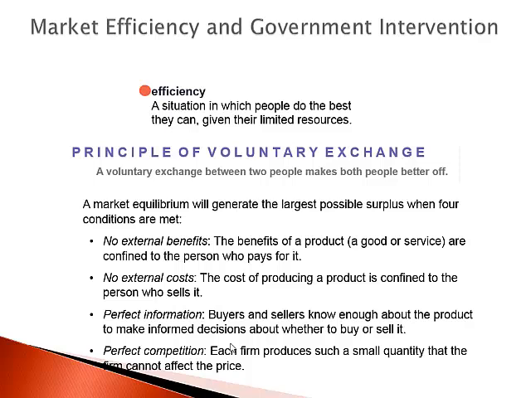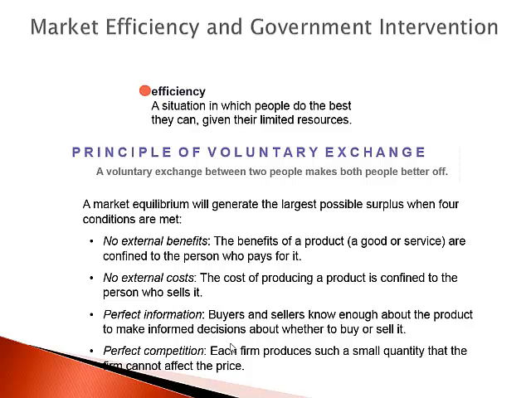prices to equilibrium. The whole point of these four things is that we're not getting the largest amount of surplus. We're still getting surplus, and it's spread differently. But the whole point is that a market equilibrium will generate the largest surplus when these four things are met. Thirdly is perfect information. This is a really big one for me.